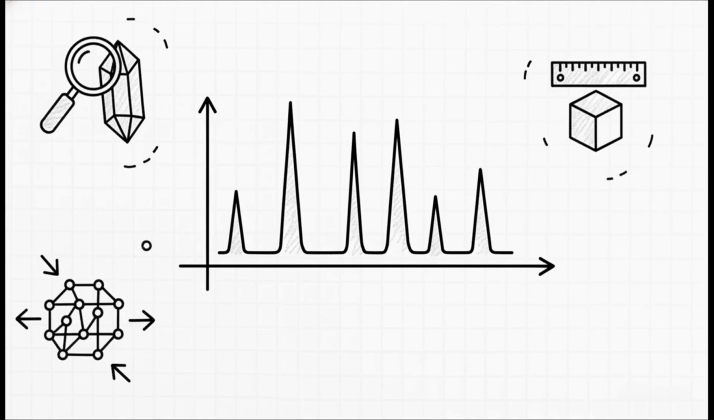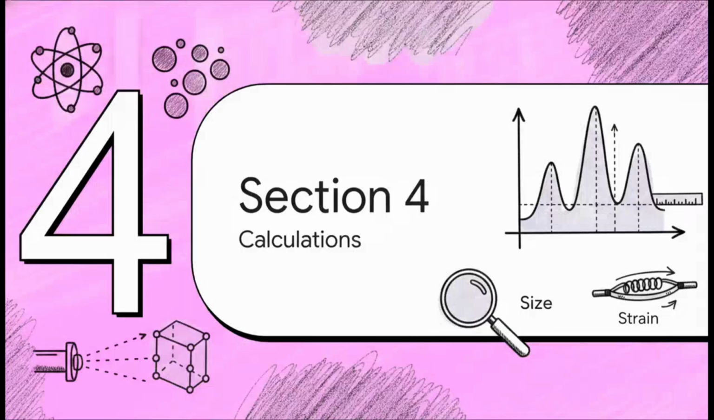Each one of those specific diffraction peaks corresponds to a unique atomic plane, and it's a massive treasure trove of structural information. From these simple peaks, we can extract phase identification, determine the precise crystal structure, calculate the crystallite size, measure lattice strain, and even evaluate the overall crystallinity and defects in the material. Let's get into the math. Section 4, calculating size and strain.